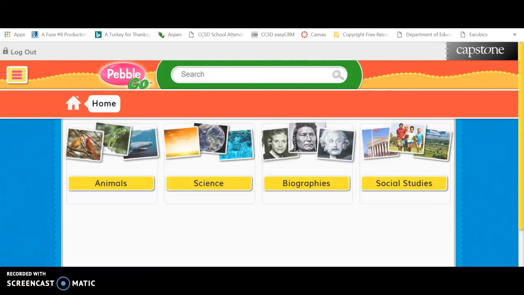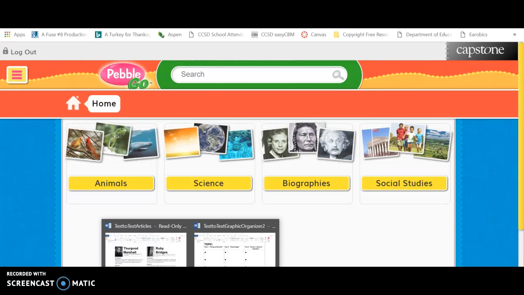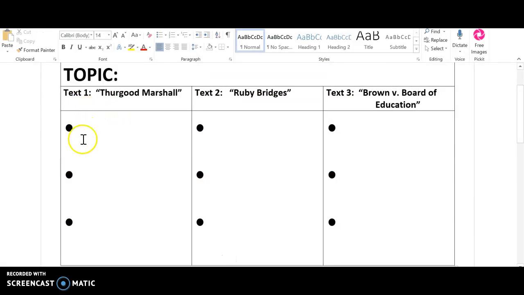Students, as we begin our research and our practice on finding evidence to support our claims and citing that from our research, we are going to use PebbleGo to help us with that. So we're going to use that website to actually do some of our research. And then we're going to fill in our graphic organizer about Thurgood Marshall, Ruby Bridges, and Brown versus Board of Education. You can see that you have 3 bullets.